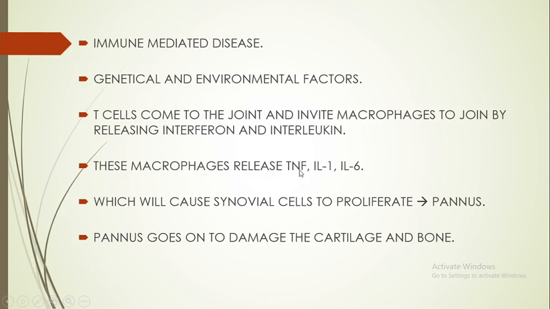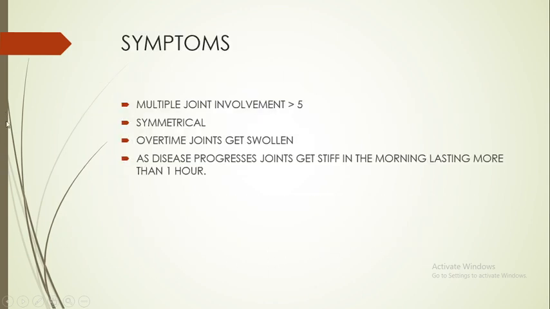Macrophages, they release TNF. What is that? Tumor necrosis factor, interleukin 1 and interleukin 6, which will cause synovial cells to proliferate. We call that pannus. Pannus goes on to damage the cartilage and bone, and that causes rheumatoid arthritis.